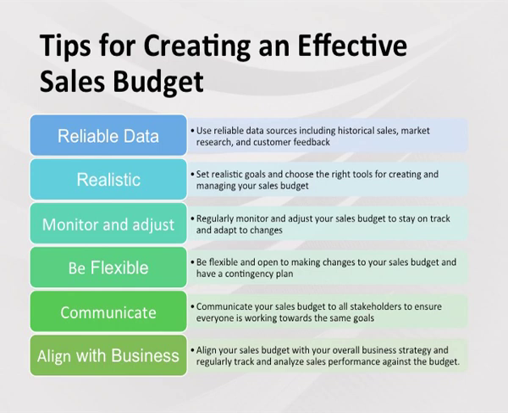Regularly reviewing and updating your sales budget is crucial, considering external factors such as economic conditions, changes in consumer behavior and competitor activity. Remember to be flexible and open to making changes to your sales budget and set up a contingency plan in case your actual sales fall short of your budget. Finally, communicate your sales budget to all stakeholders in your business, including the sales team, marketing team, finance team and senior management to ensure everyone is working towards achieving your goal.